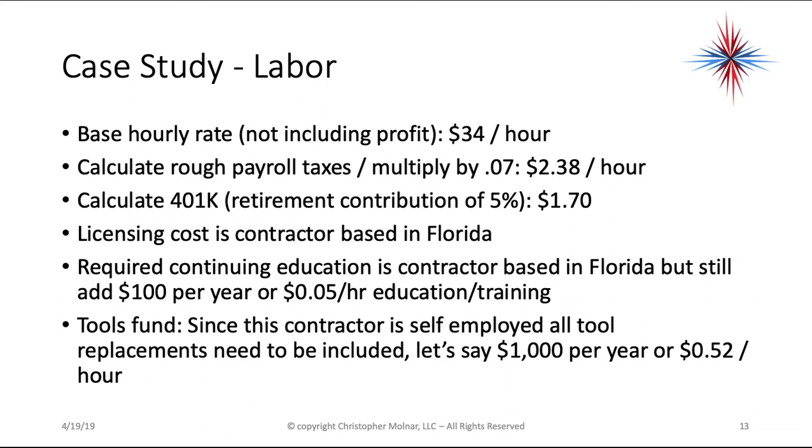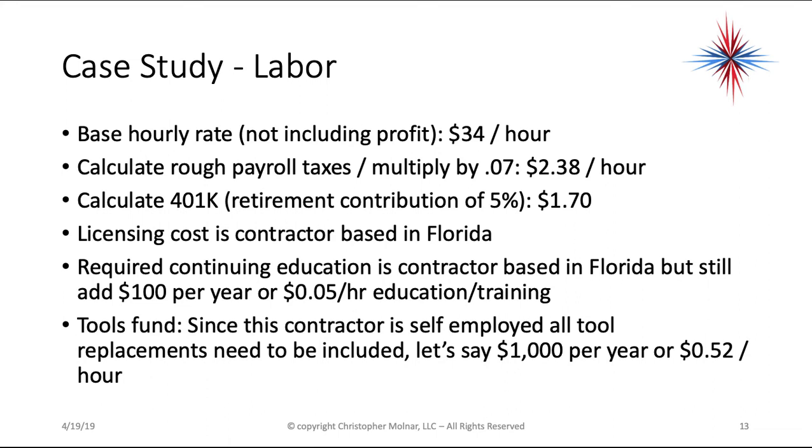We might want to put some money aside for retirement. Company wants to contribute some of this. This is $1.70 per hour at 5%. Licensing costs we're not going to include in this calculation. We've already included that in the overhead. Required continuing education is contractor based in Florida, but still, let's add $100 a year, which comes out to 5 cents an hour for education and training. Tool fund, since this contractor is self-employed, all tool replacements need to be included. Let's say $1,000 per year or 52 cents per hour.